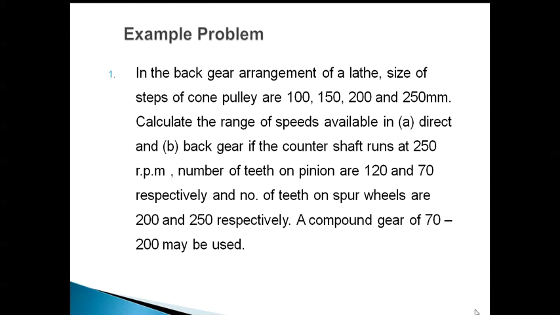In the back gear arrangement of a lathe, the sizes of the steps of the cone pulley are 100 mm, 150, 200 and 250 mm. So it is a four-step cone pulley, having 100 diameter, 150 diameter, 200 diameter and 250 diameter. Calculate the range of speeds available in direct and back gear if the countershaft runs at 250 rpm.